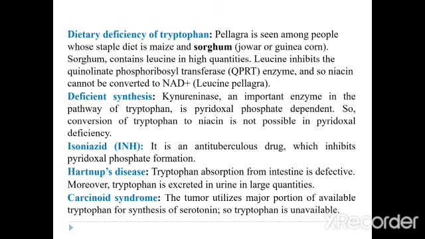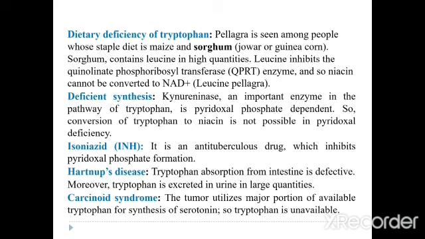Now the causes for niacin deficiency. First one is dietary deficiency of tryptophan. Pellagra is seen among people whose staple diet is maize. In maize, niacin is present but it is in the bound form, so it is unavailable. And also pellagra is seen in people whose staple diet is sorghum. Sorghum contains leucine in high quantities, and this leucine will inhibit the enzyme QPRTase. So tryptophan cannot be converted to NAD plus. So tryptophan deficiency will lead to pellagra-like symptoms.